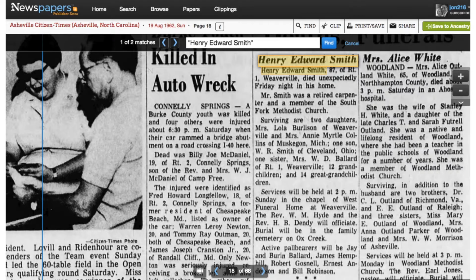Surviving are 2 daughters, Mrs. Lola Burleson of Weaverville and Mrs. Annie Myrtle Collins of Muskegon, Michigan. 1 son, W.R. Smith of Cleveland, Ohio.